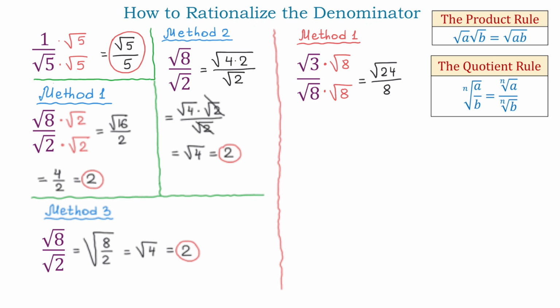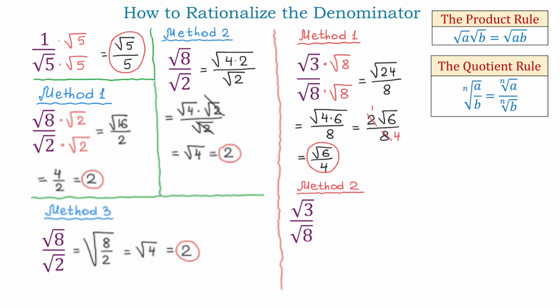Now we still have to simplify this expression, so in the numerator we will write 24 as a product of 4 and 6. All this divided by 8. And I needed this product because 4 is a perfect square. Now according to the product rule, square root of 4 is 2. We will keep 6 inside the square root and all this over 8. Then we will divide both the numerator and the denominator by 2, and the simplified expression is square root of 6 over 4. And now let's see the second method.